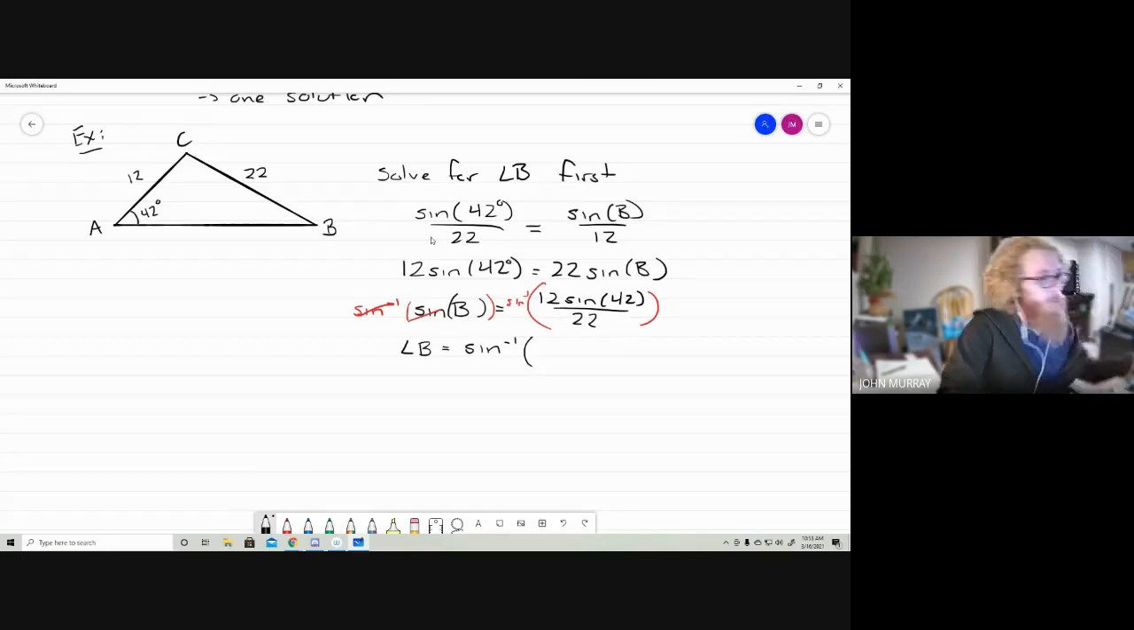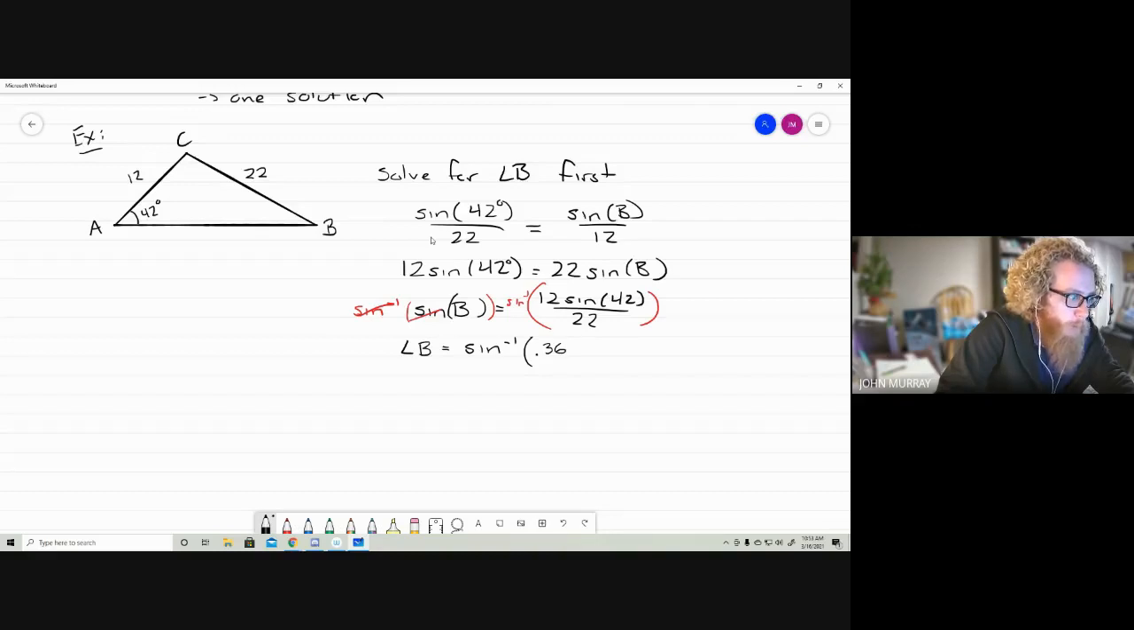All right, so I can calculate this. So I have 12 sine of 42 divided by 22. All right, so this part here is more than likely going to get you some decimal. Remember, we can't plug in anything greater than 1 into inverse sine. So if you end up with something larger than 1, something went wrong. All right. And we want to be as accurate as possible. So I'm going to use a few decimal points, usually more than if I was just answering a question.